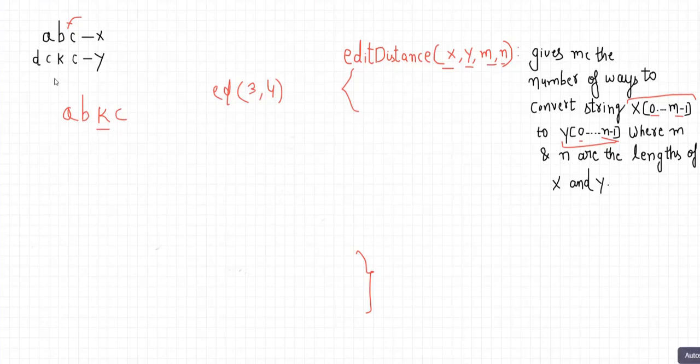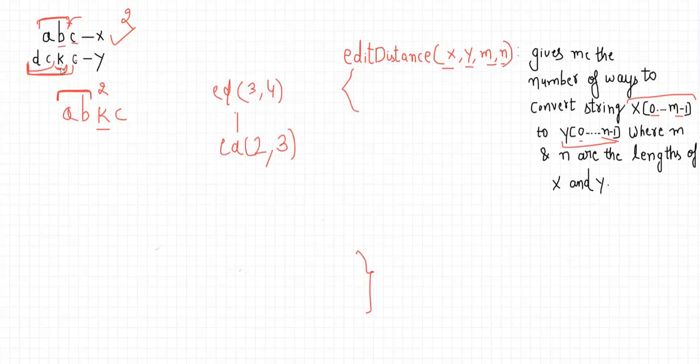Now K is matching with K, but let's say initially the length of the prefix was 2, and now the length of the prefix is still 2, which I have to match with the remaining prefix of string y, which is DCK. So this function will be called on the prefix of the same length for string x, but the length of the prefix of y will decrease by 1 because one of the characters has been matched. So now I will call the function for the prefix DC and AB. For this, the first call will give me ED 2, 3, because character number 3 and character number 4, that is C and C, were matching. So I called the function on prefix AB and prefix DCK.